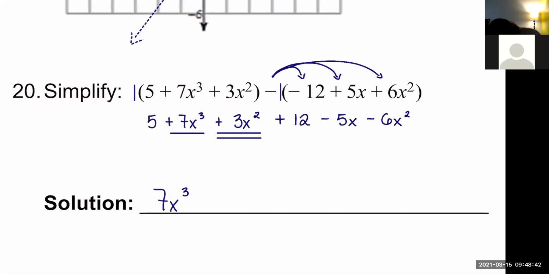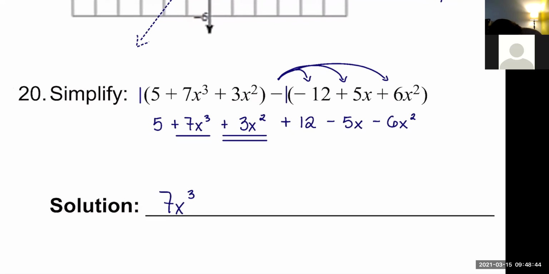Does it have any like terms? Yes. What do you see? -6x to the second. Okay. Now, if you were to combine 3x to the second and -6x to the second, what would you get? -3x.